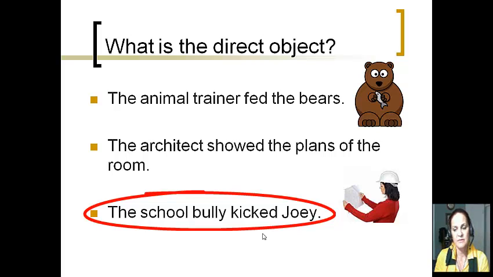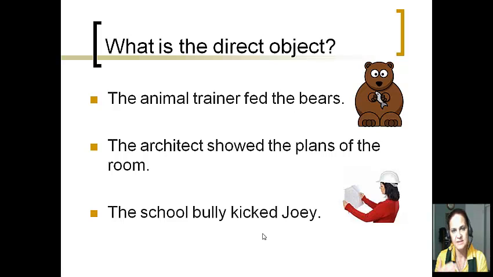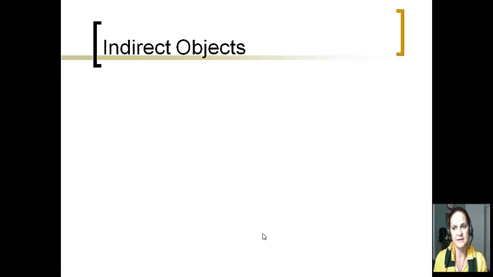So kicked is my verb. Kicked who? Kicked Joey. So Joey is my direct object. Okay, so you can find those direct objects. You just need to go through the process and ask the questions that you need to ask.